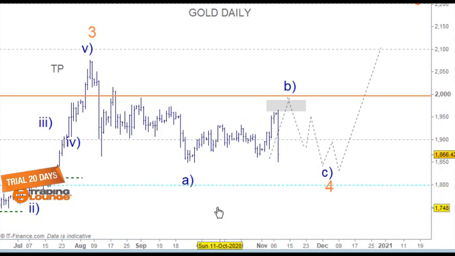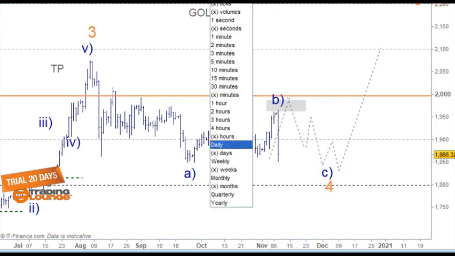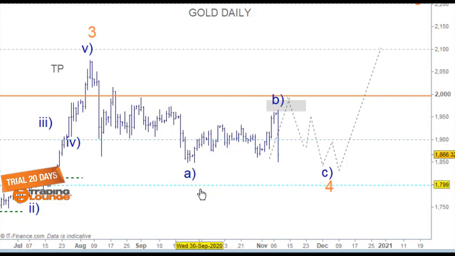So where we are now is we've got an A wave sitting here, and we've got a B wave sitting here now. Gold tends to work to the 50% more so than the 61.8%. It's just something I've noticed right back since the early 80s. So what we could do here is go in and have a look on the 4-hour chart and pull this apart.